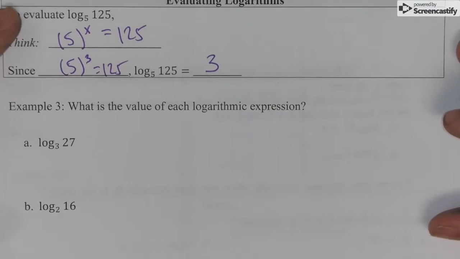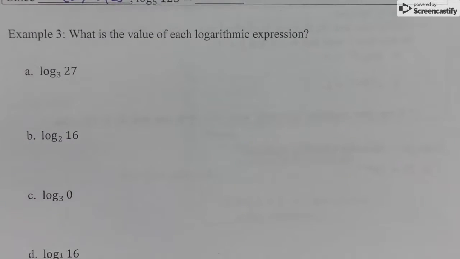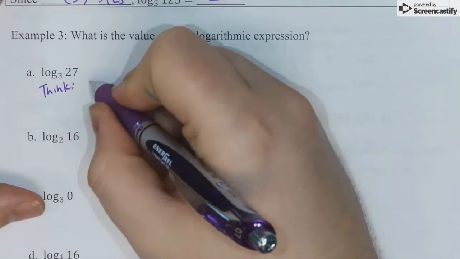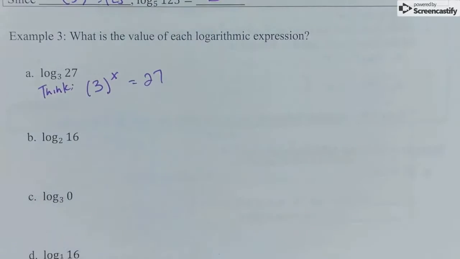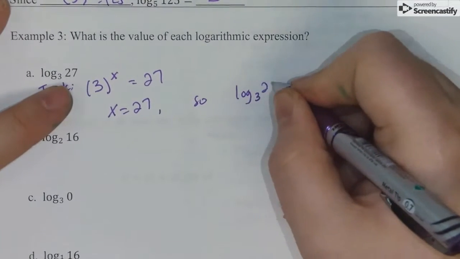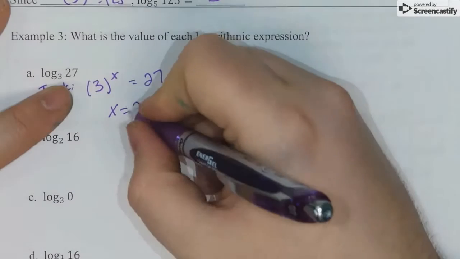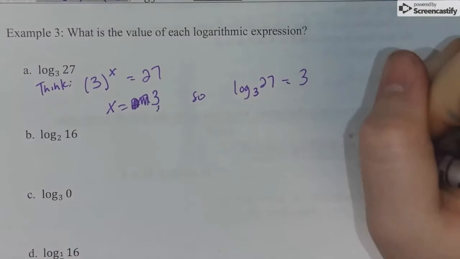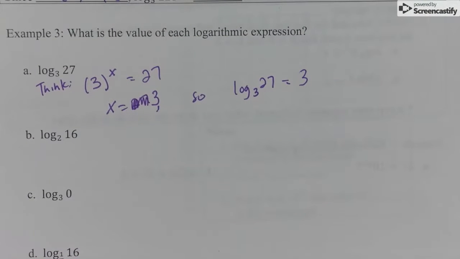So let's work out a couple more examples. Example 3A, log base 3 of 27. You could write the statement, think: 3 to what power is 27? Obviously 3 to the first is 3. 3 squared is 9. 3 cubed is 27. So x would equal, oops, x equals 3. Sorry about that. So x is 3, so log base 3 of 27 is 3. There is a shortcut we'll learn about a little later, but for now we'll go this route. So x is 3, and log base 3 of 27 is 3.